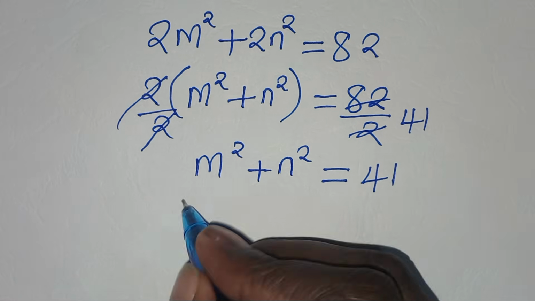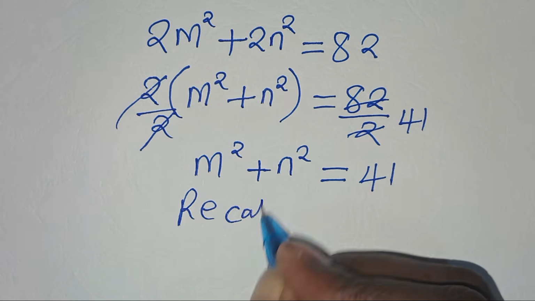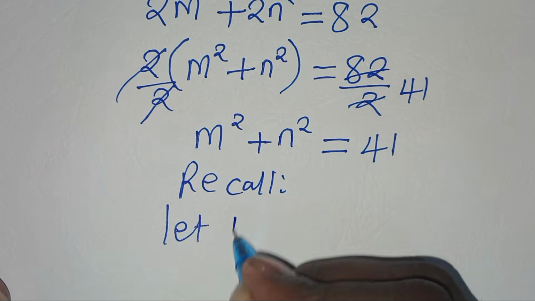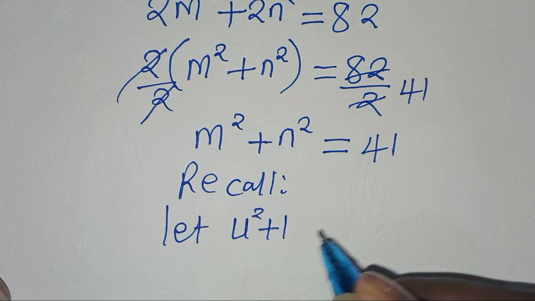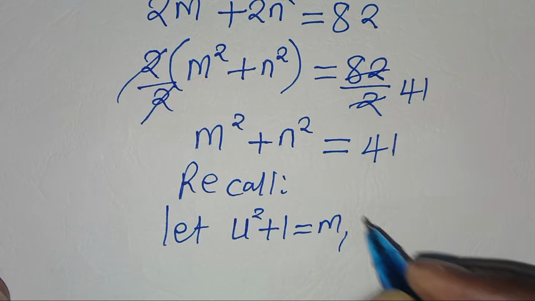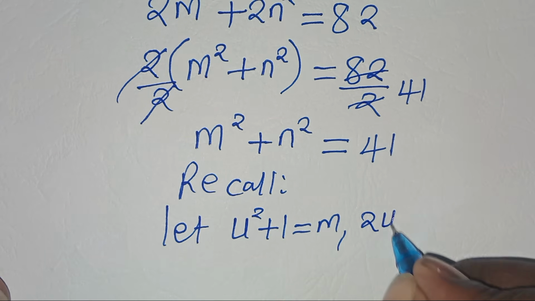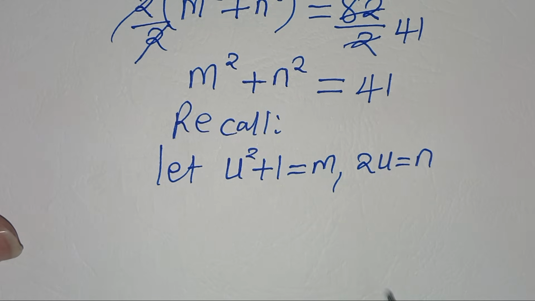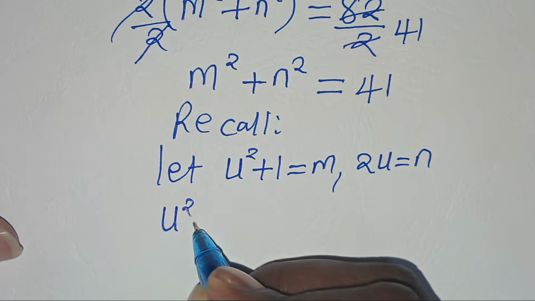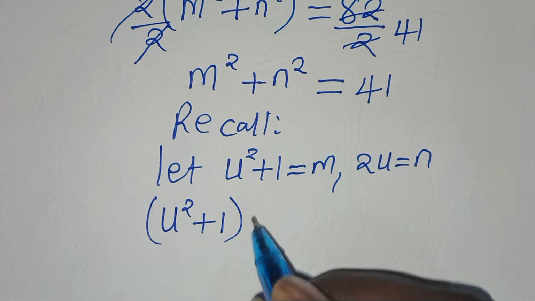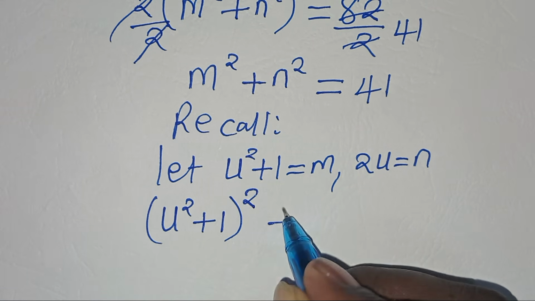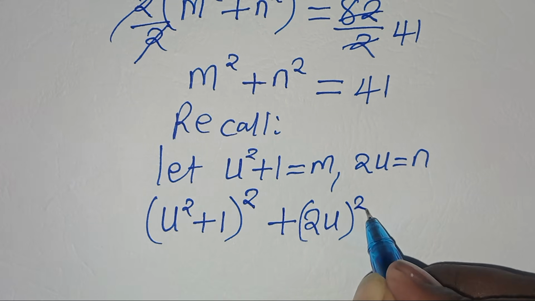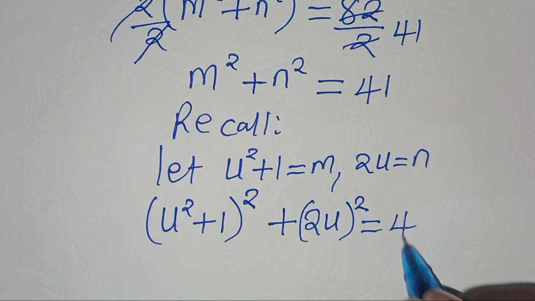Now, if you recall, we are saying that we let u squared plus 1 be equal to m, and we let 2u be equal to n. So let's substitute here, so that we have u squared plus 1 raised to the power of 2, then plus 2u raised to the power of 2. This is equal to 41.